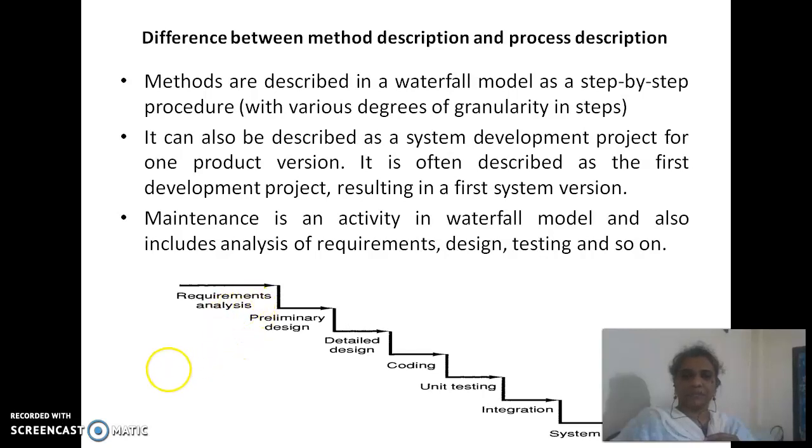If you look into this figure, it is similar to the activity in the waterfall model, wherein it starts with requirements analysis, goes to the preliminary design, then the detailed design, then comes the coding, unit testing, integration testing, and also the system testing.